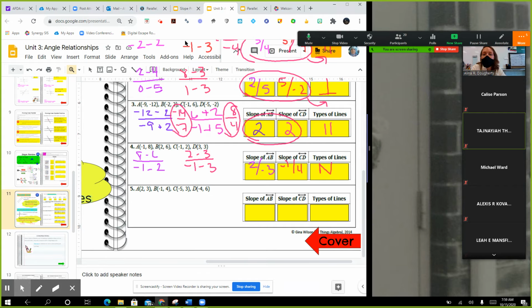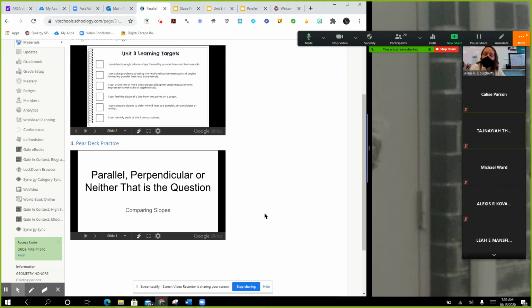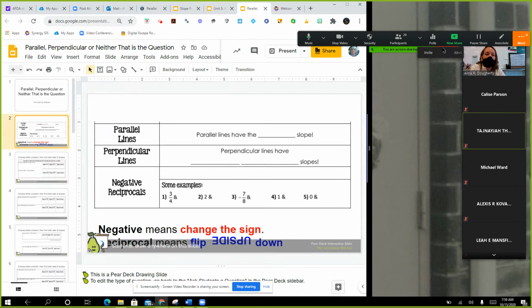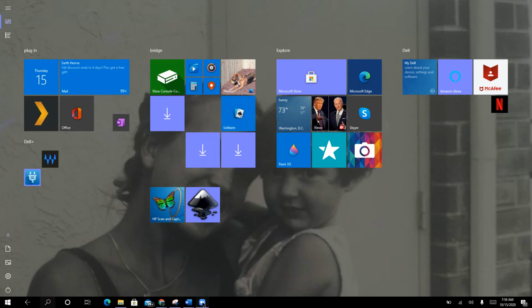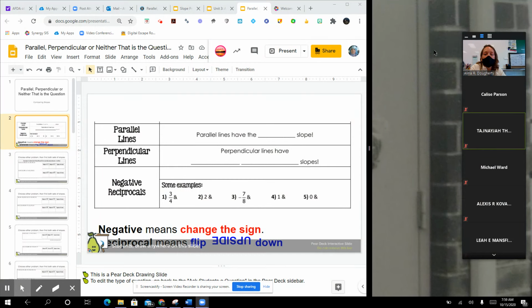Let's move on then. So back in here, our next thing is going to be this Pear Deck practice. So I'm going to start that up and I'm going to put it in the chat. I'm going to stop sharing because we don't need to. Too many windows, too many windows.